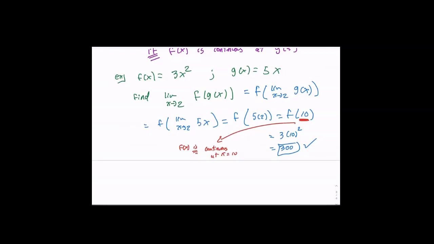It comes from something that I mentioned earlier in the lesson. Look at f. Why is that function continuous at x equals 10? It's a polynomial. Yeah, perfect. f of x equals 3x squared is a polynomial function.